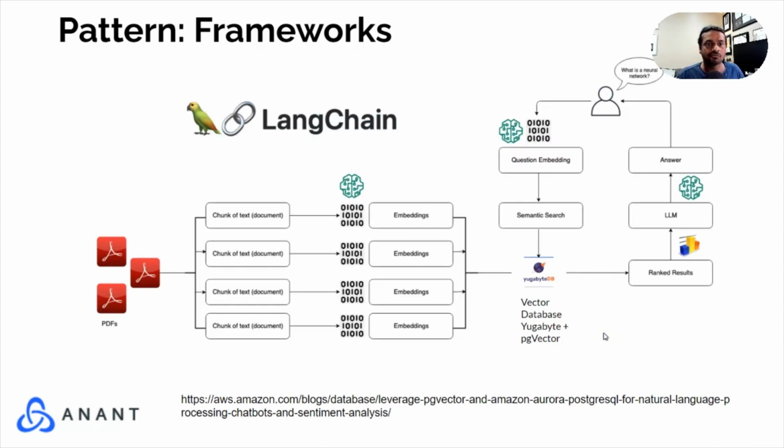So with LangChain, for example, you can embed the document, put it into a vector database like pgvector, and then when a user asks a question, you can do the search on it, get the data back, send it to the LLM, right? LangChain allows you to do that. It has connectivity to Postgres. It has connectivity to pgvector.